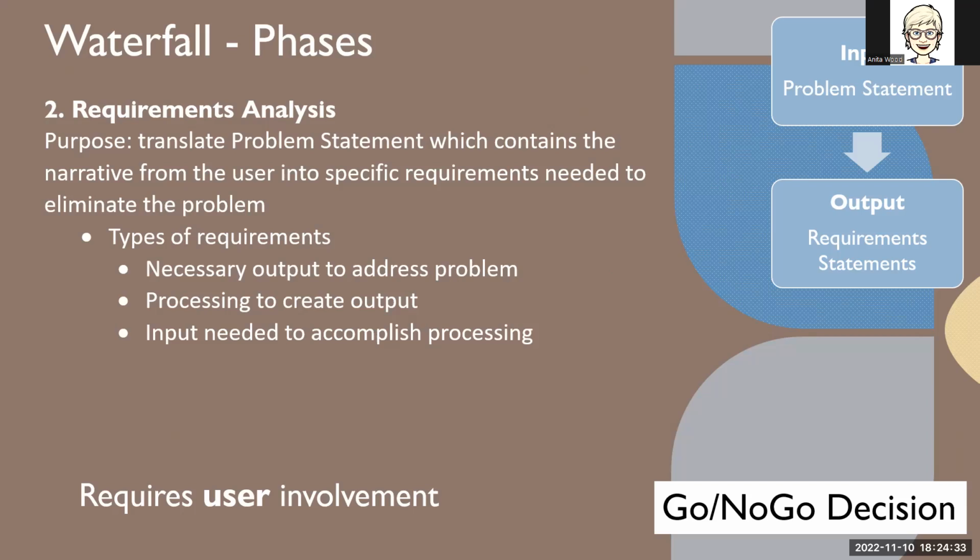If we go back to the IPO chart from the beginning of the semester, we can provide some general details regarding the type of requirements we need to determine. First, what outputs are needed. Then, what processing is necessary to generate that output. And finally, what input is required to allow the processing to occur.